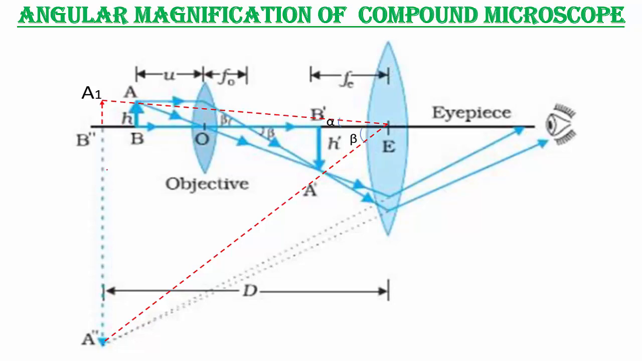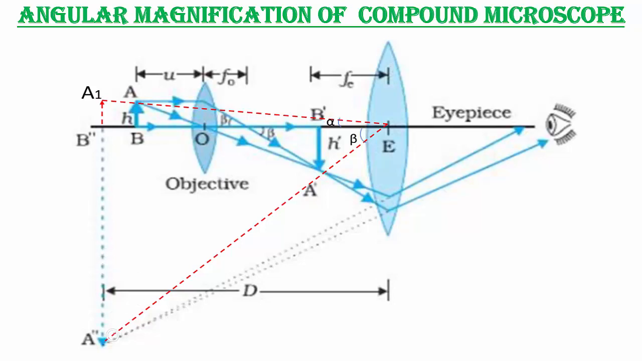Right? So, at least distance of distinct vision, we are shifting the object AB to A1B double dash. Now, the angle subtended by the object at the eyepiece, this angle is alpha. And what is beta here? This is the angle subtended by the image. So, the final image is at A double dash B double dash.